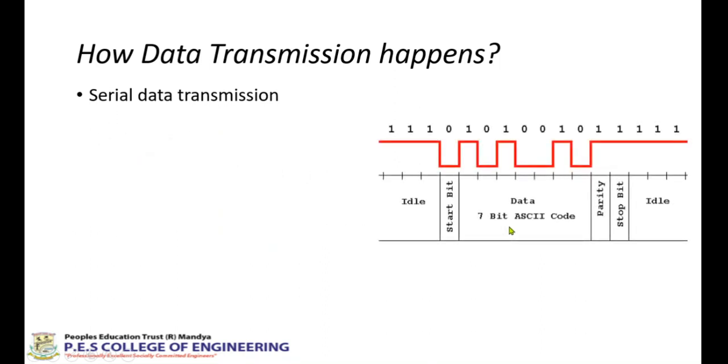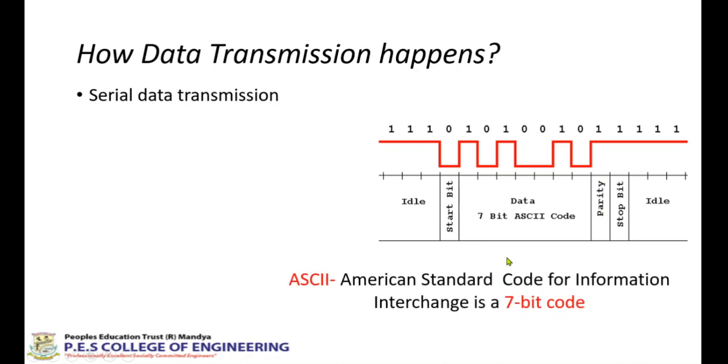So usually we'll be using something called a 7-bit ASCII code. All the data will be coded using the ASCII standard, where ASCII is nothing but American Standard Code for Information Interchange. It's actually a 7-bit code which codes all the data, or all the alphanumeric characters, with some binary data of 7 bits. So this is how we transmit the data.